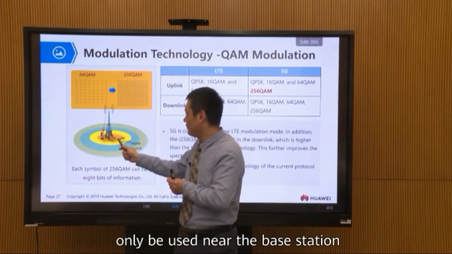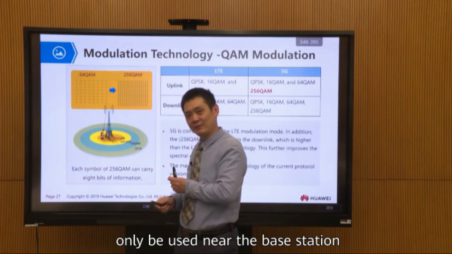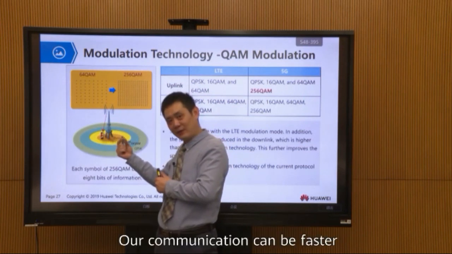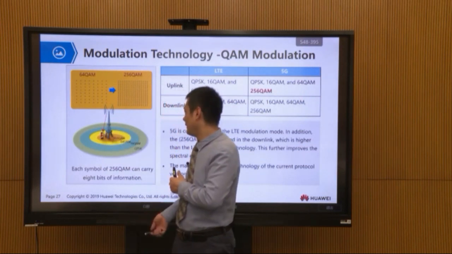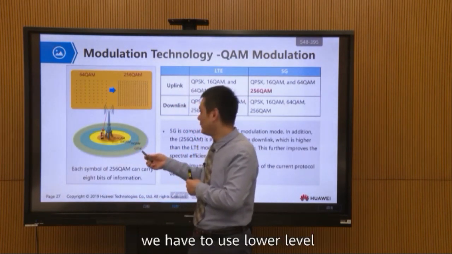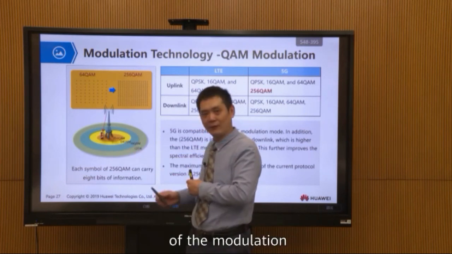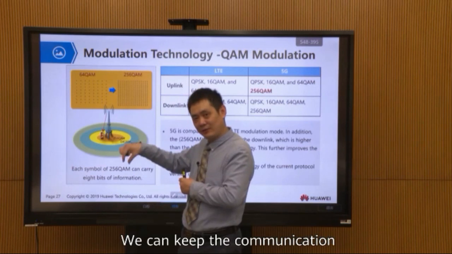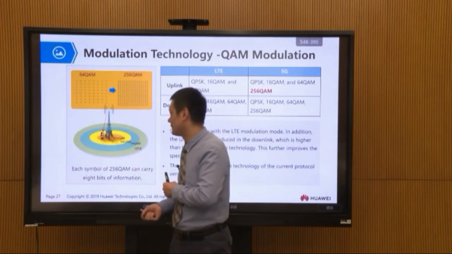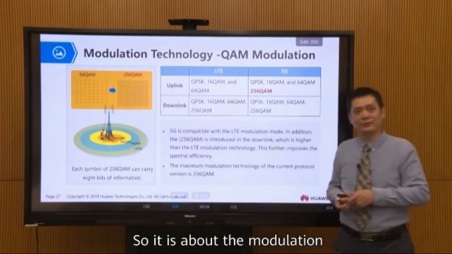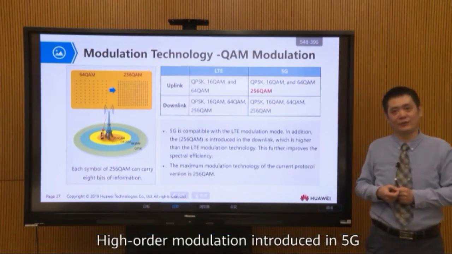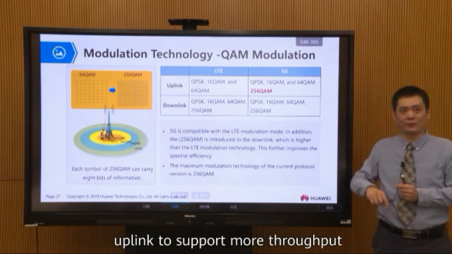So you can see that this one can only be used near the base station. When the signal is very good, we can use it to carry more data. Our communication can be faster. And when we are moving away from the base station, the signal becomes poorer and poorer, then we have to use a lower level of modulation. We can keep the communication, but we cannot keep the speed. Speed will be lower. So it's about the modulation. 256 QAM, a high order modulation, is introduced in 5G uplink to support more throughput.